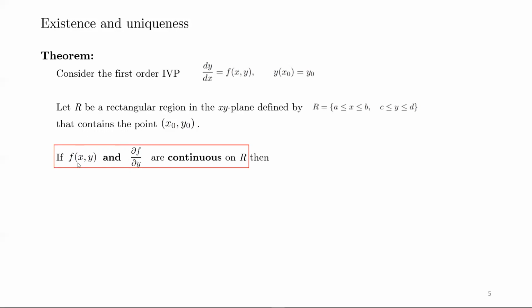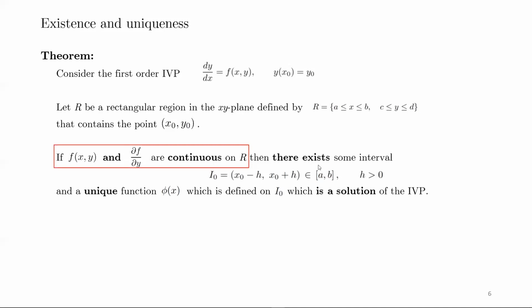So if this function f and the partial derivative of f with respect to the dependent variable, if they are continuous in this rectangular region R, then there exists some interval I naught where this interval is defined as the initial point, x naught minus h, x naught plus h, where h is some positive real number, and there exists a unique function phi which is defined on this interval, which is a solution of the initial value problem.